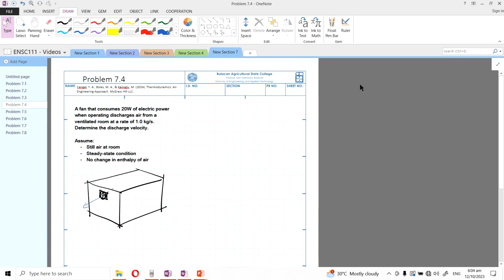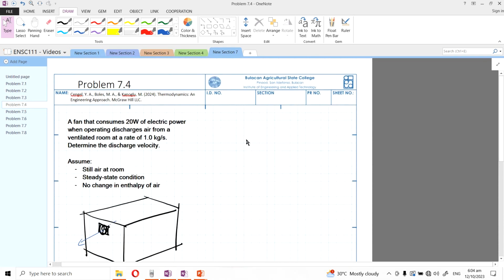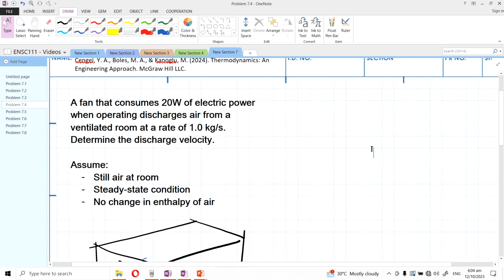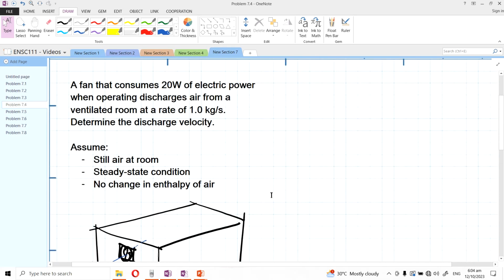So next sample problem. Now we'll do an open type problem. Say here a fan that consumes 20 watts of electric power when operating discharges air from a ventilated room at a rate of 1.0 kilograms per second. Determine the discharge velocity. And we have these assumptions here.